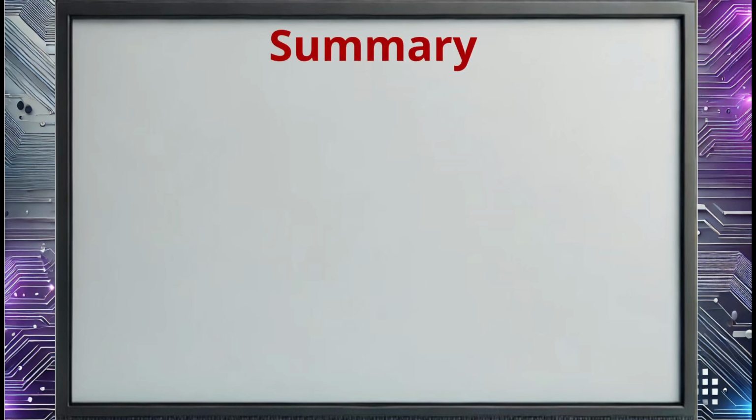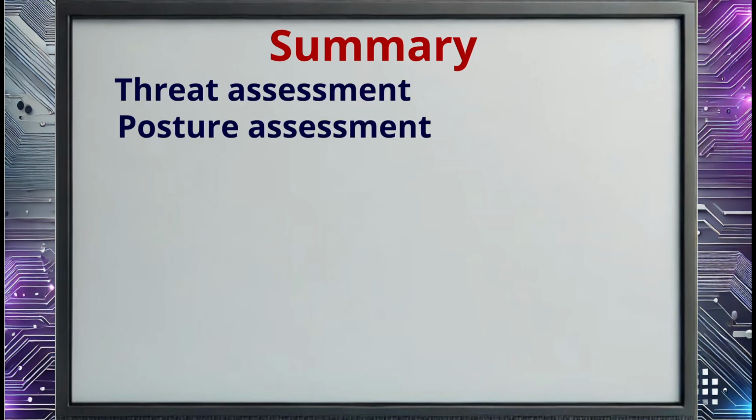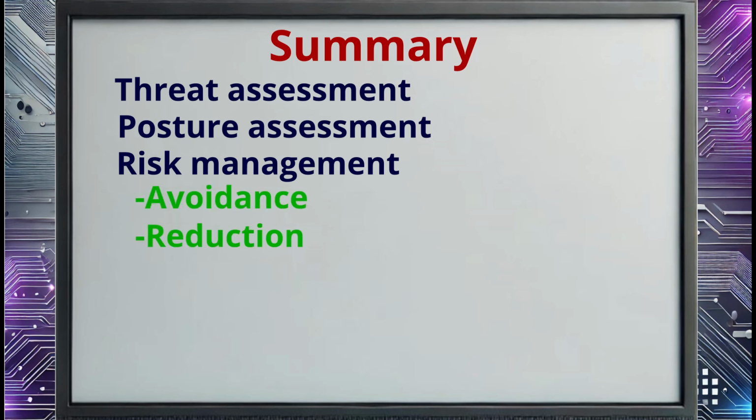That's it for this lesson. In this lesson, we discussed how to evaluate your security risk through threat and posture assessment. Then we talked about the 4 risk management options: avoidance, reduction, transfer, and retention. The only way to avoid all risks in business is to not have a business in the first place. So, if your organization has chosen to be in business, these concepts can help you at least mitigate harm if and when it comes.